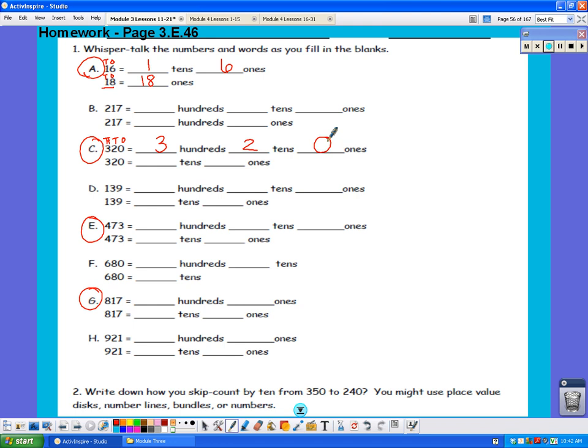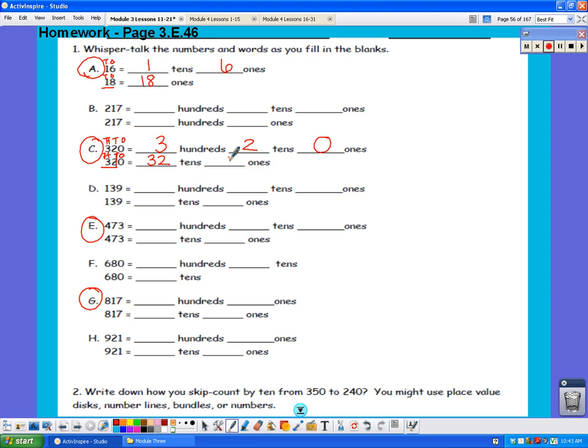The next part says 320 equals blank tens and blank ones. I'm going to underline to the tens place, and that's going to tell me how many tens I have. I have 32 tens, and again, I have 0 ones. You can either leave the 0 blank, or you can put a 0 in its place. I'm going to leave this one blank to show you the two different ways.